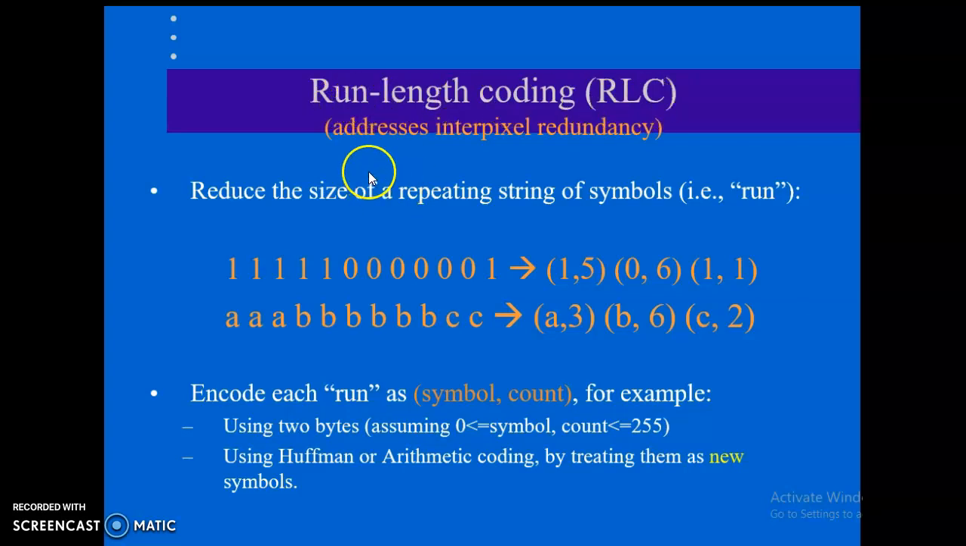Run-length coding, RLC, addresses interpixel redundancy. It reduces the size of a repeating string of symbols, that is a run. From here: 1, 5, 0, 6, 1, 1. From here: a, 3, b, 6, c, 2. That means 1, 2, 3, 4, 5.